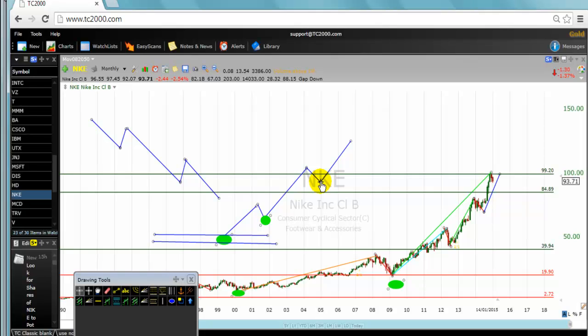Even if you count a flat correction 1, 2, 3, 4, 5 as an impulsive wave, you made a mistake for the name, but you are on the right side of the market talking about a flat correction. So this is something else that we have already talked about.